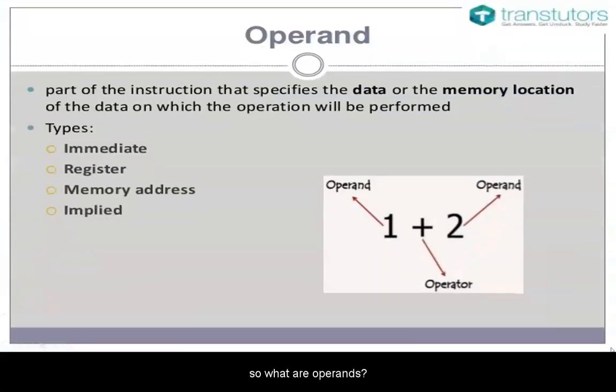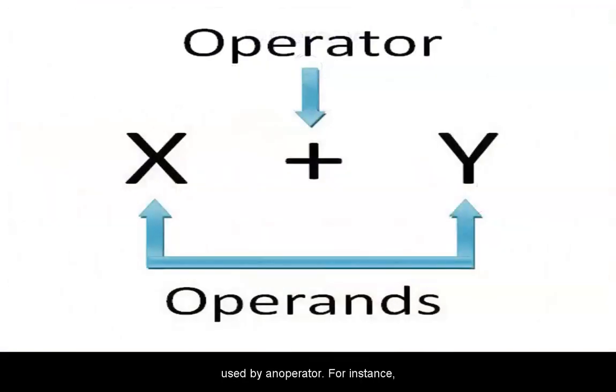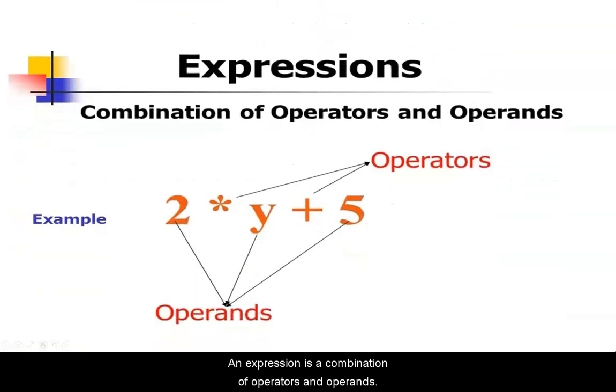So, what are operands? Operand is a term used to describe any item which is used by an operator. For instance, x and y are operands, while plus is an operator. An expression is a combination of operators and operands. Its value can be calculated and it always has a type.